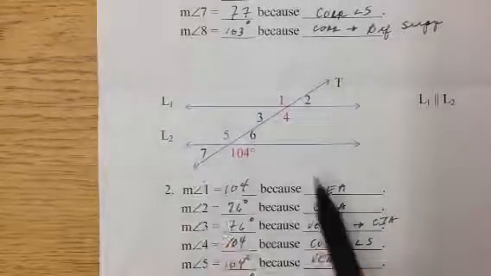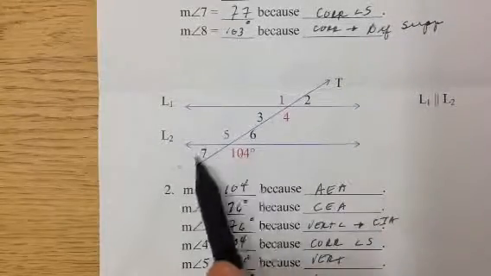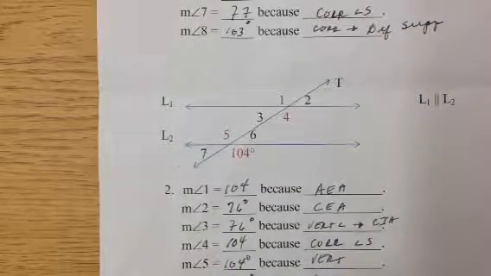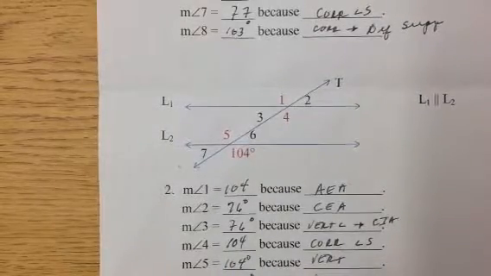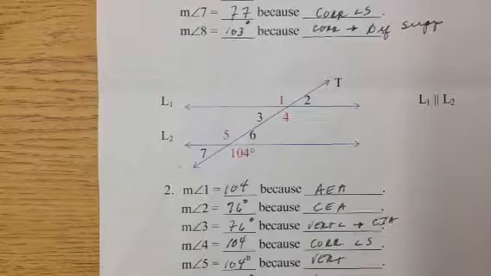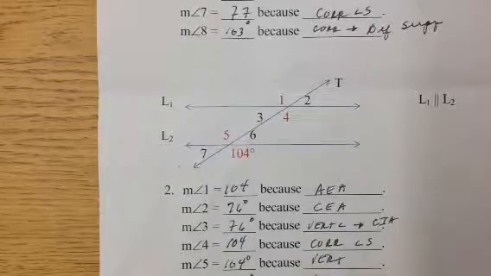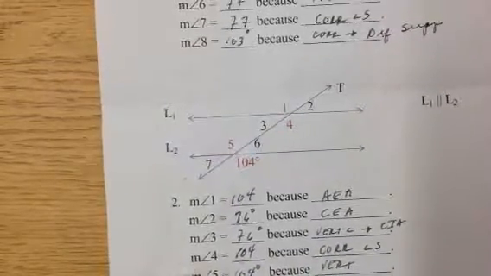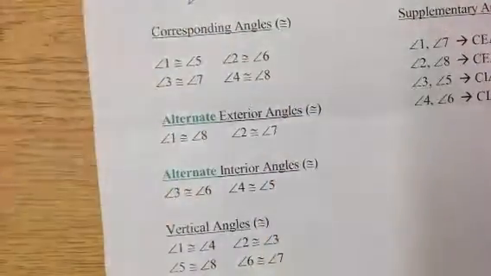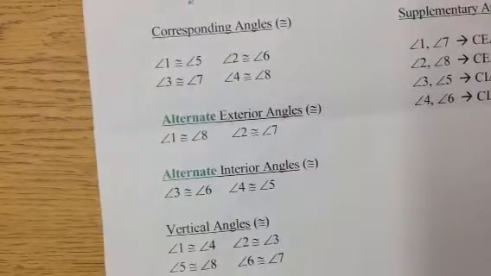And lastly, for angle 7, once again, we have a situation where it's going to be supplementary. So it's going to be 74 degrees by definition of supplementary angles. And those are the relationships we have when we have parallel lines that are intersected by transversals, or by a transversal.